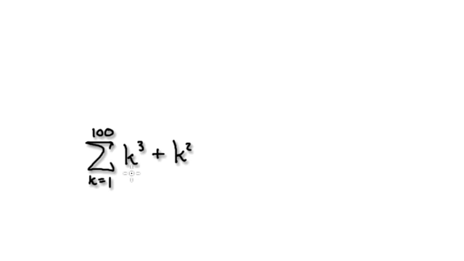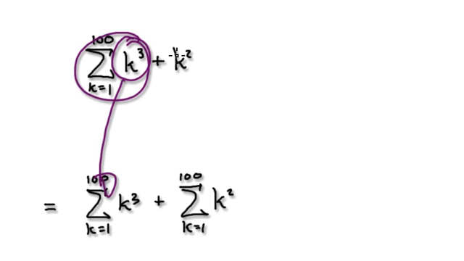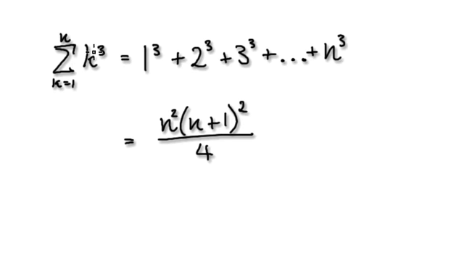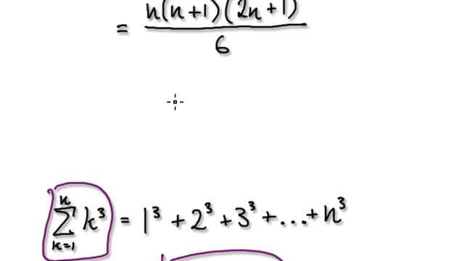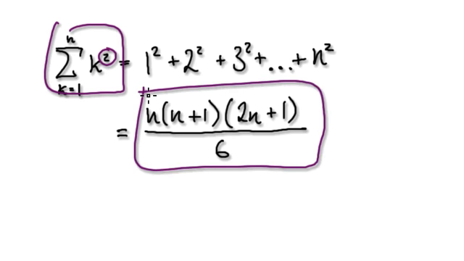As an example, how would you evaluate this here? So the first step, break the two up. So this thing here becomes this, and then this one here becomes this. Now you can apply the formula above. To the power of 3 here, when you're trying to sum up to the power of 3, you would use this formula here. And then later on, to the power of two, which is this thing here, we would use this formula here.